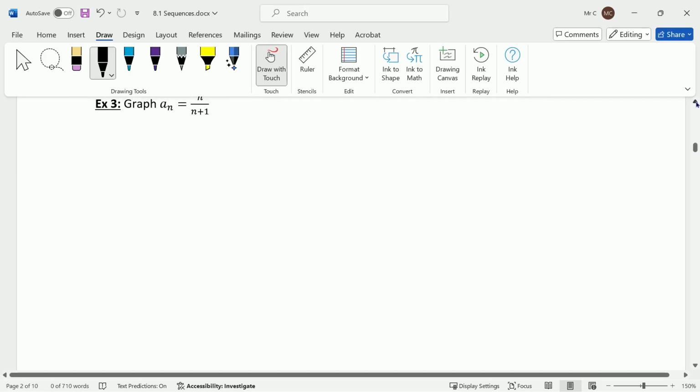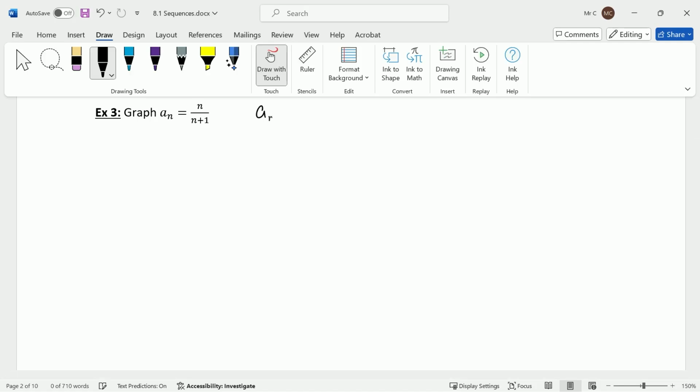Graph a sub n equals n over n plus 1. I'm going to start by just plugging in some values. Again, we're assuming that we start with n equals 1 here. If a problem says otherwise, you would start with n equals 0, but we get 1 over 2. A sub 2, I plug in 2, I get 2/3. A sub 3, I plug in 3, I get 3/4. A sub 4 is 4/5, and so forth and so on.